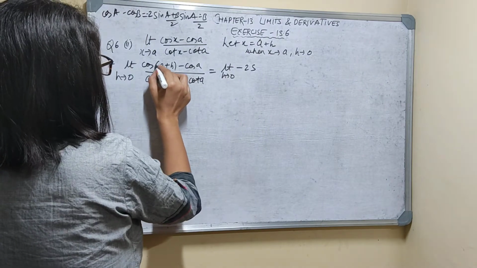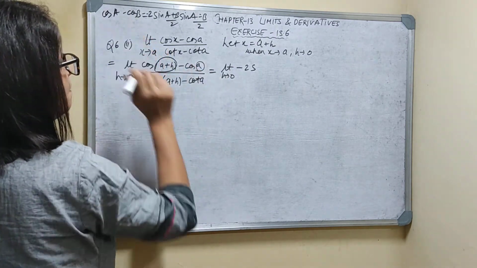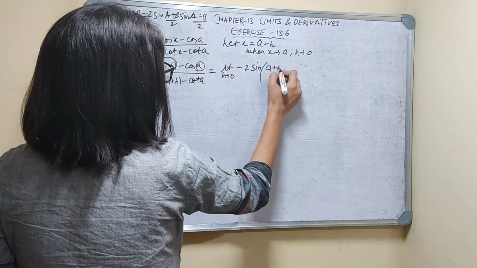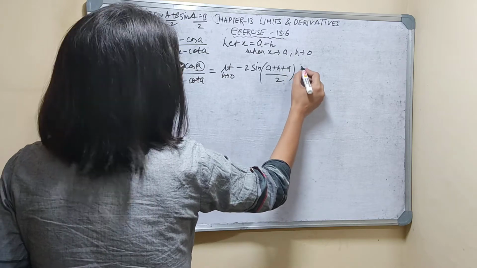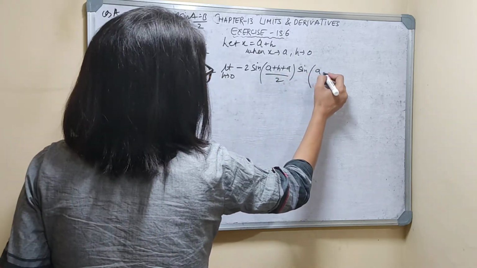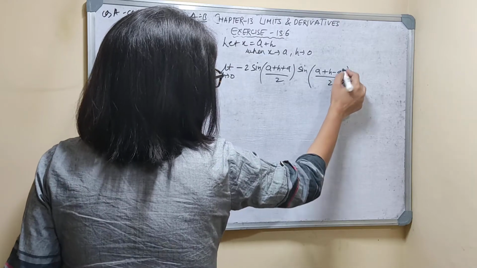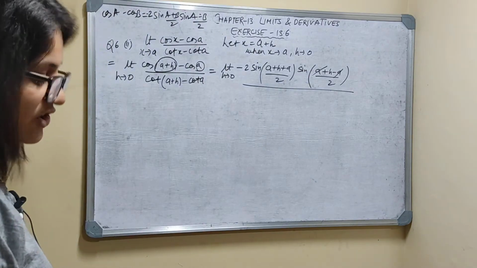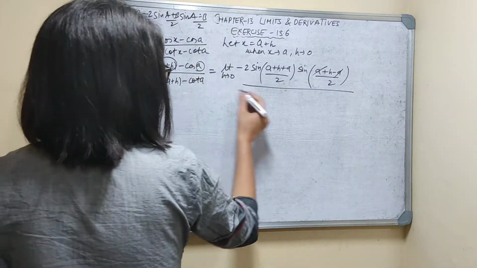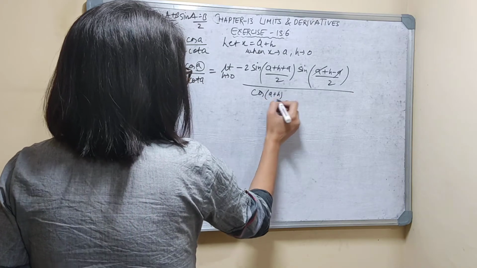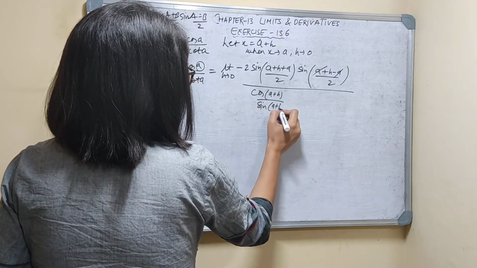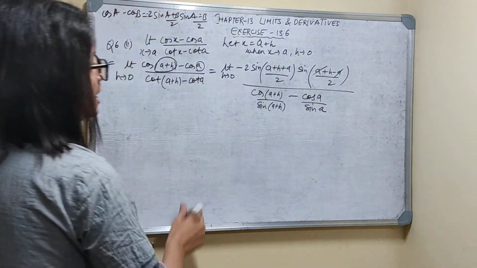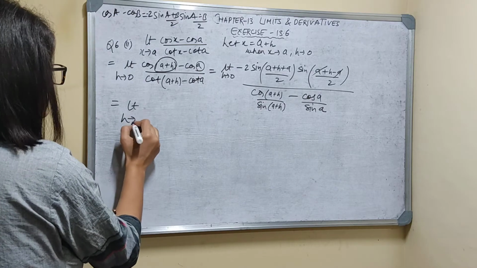So I will write here minus 2 sin. Our capital A is a plus h, and small a is B. So minus 2 sin of a plus h plus a by 2, sin of a plus h minus a by 2. A minus a, plus a cancel, upon cot of a plus h minus cot a. So this cot of a plus h I am writing as cos of a plus h upon sin of a plus h, minus cos a upon sin a. Is it clear? Now you can see limit h tends to 0.